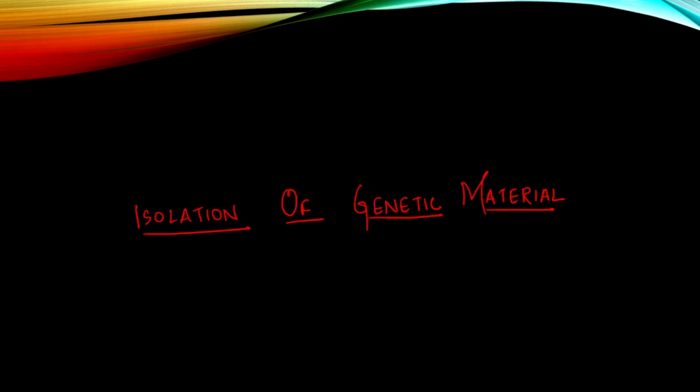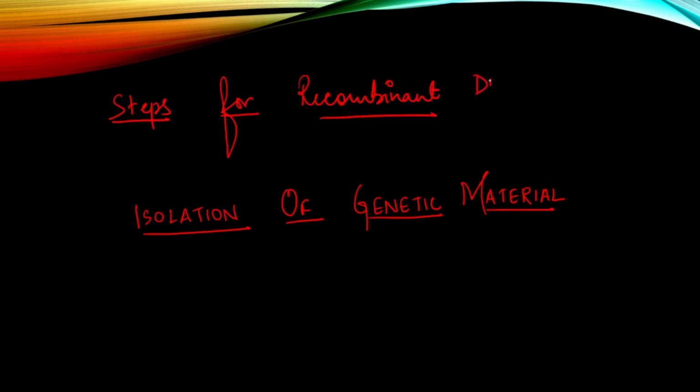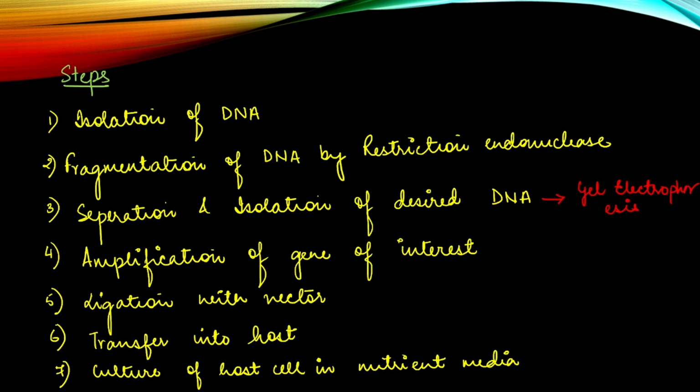Today we are going to see the steps for genetic engineering, or we'll discuss how we need to isolate genetic material. First we will discuss the steps for recombinant DNA technology. So here first we'll be discussing isolation of genetic material, right? Now these are the steps.